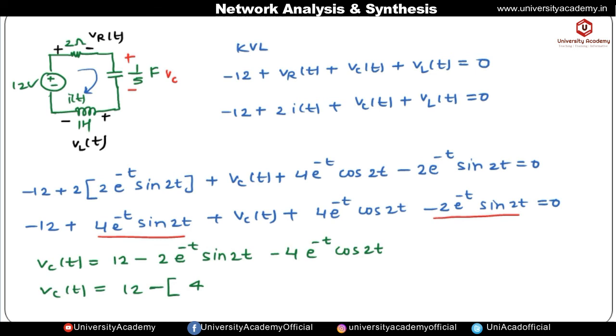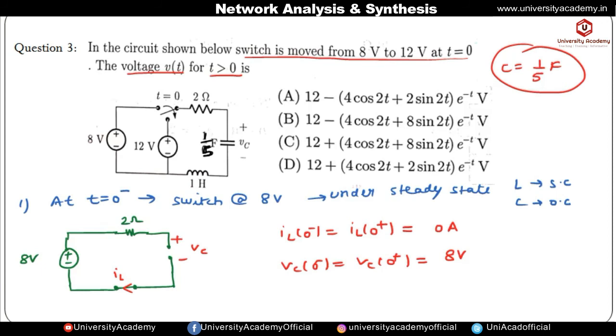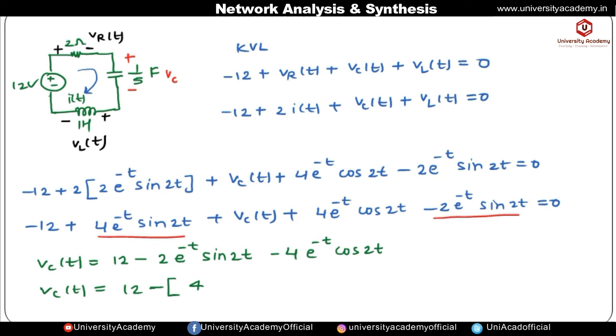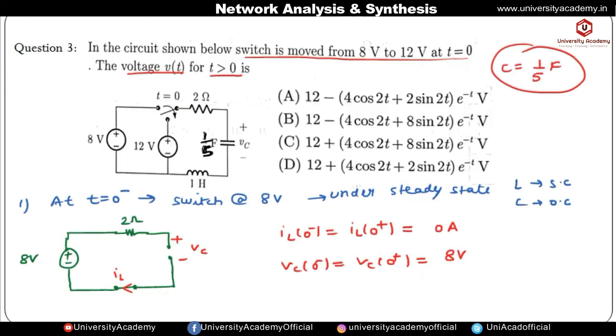So let us first see the options. In the options they have taken e to the power minus of t common. So let us also take e to the power minus t common, then we are left with 4 into cos of 2t and this is plus 2 into sine of 2t, and I have taken e to the power minus of t common. So this is the answer and this is matching with option 12 minus 4 cos 2t plus 2 sine 2t. So this is matching with option A. So this is the correct answer.